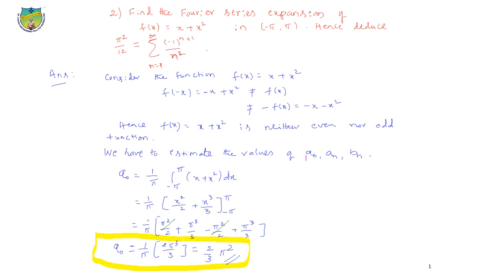So we have to find all the values a0, an and bn. We shall start with finding a0. By the definition, it is 1 by pi integration from minus pi to pi of x plus x square dx. Integration of x is x square by 2. Integration of x square is x cube by 3. And once you apply the limits from minus pi to pi, you can see the simplification part here. We end up with 2 by 3 into pi square as the value of a0.